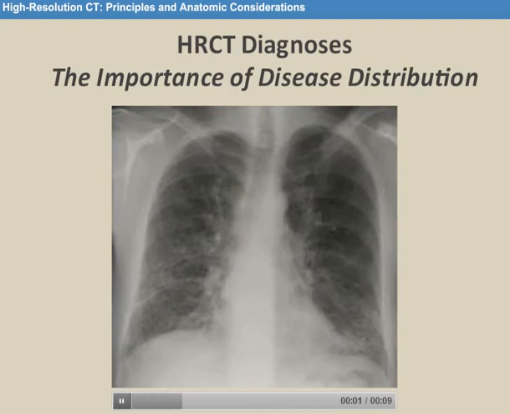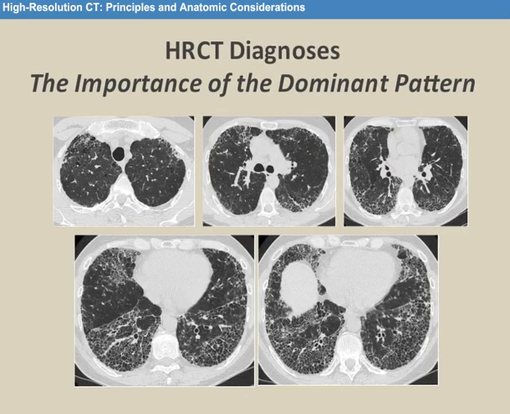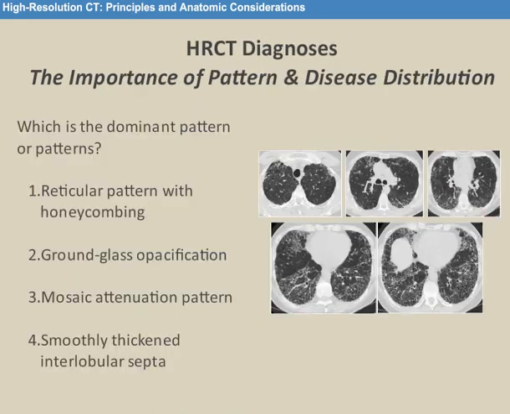Now, moving on, this is related to the second question. This is a disease process clearly in the mid and lower zones, but we're now going to move into CT, and you will see here 5 axial sections on a CT scan. Which is the dominant pattern or patterns? Because we can talk about distribution, but at the end of the day, we have to decide what the dominant patterns are.